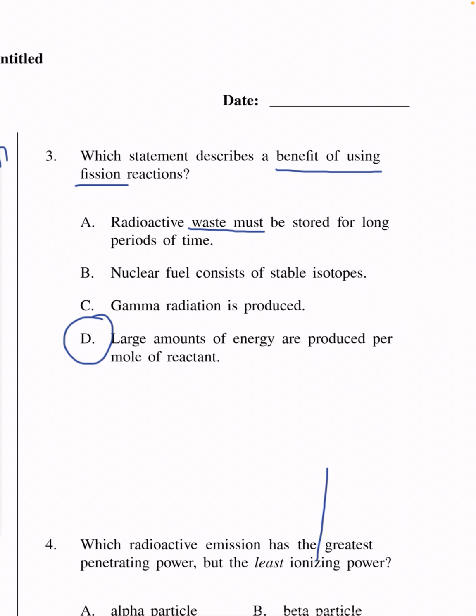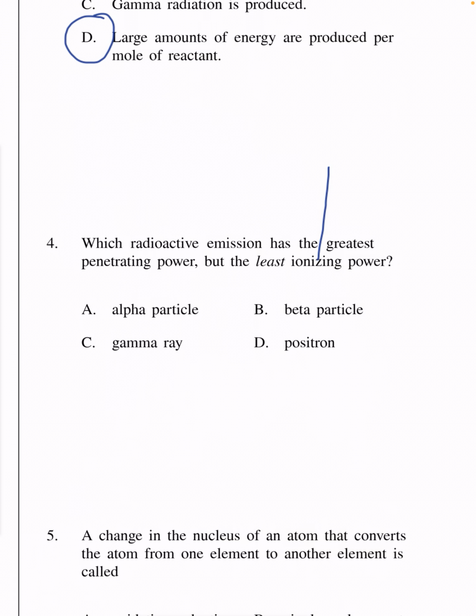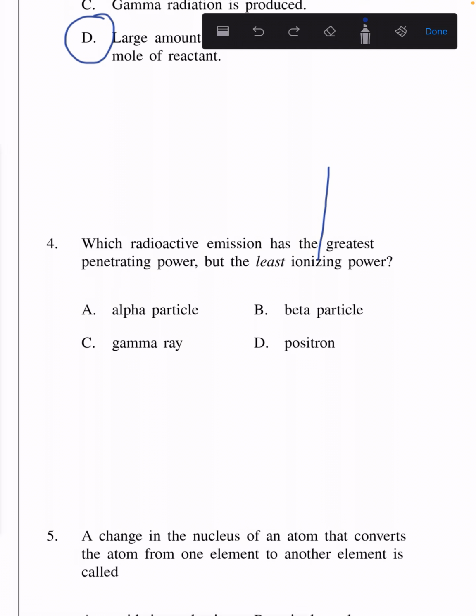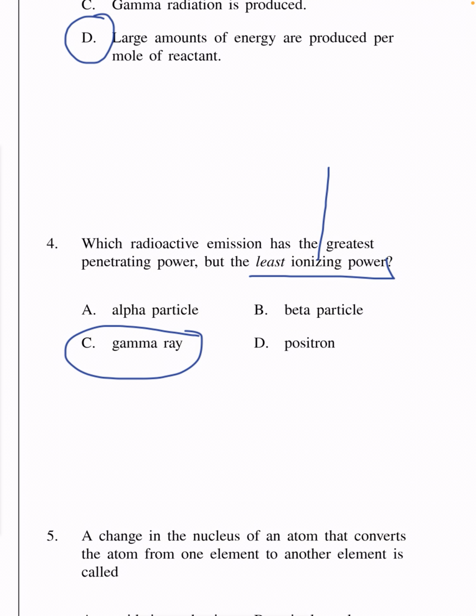Next question. Which radioactive emission has the greatest penetration power but the least ionizing power? Remember which one has the greatest penetration? We were using concrete. So the answer for this one will be gamma ray. Least ionization power means it doesn't create any particles. That is why. Next one.